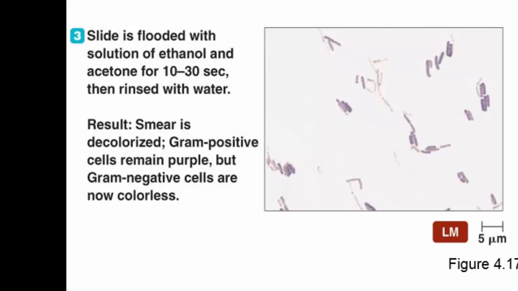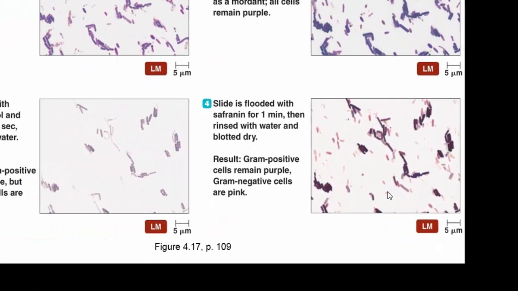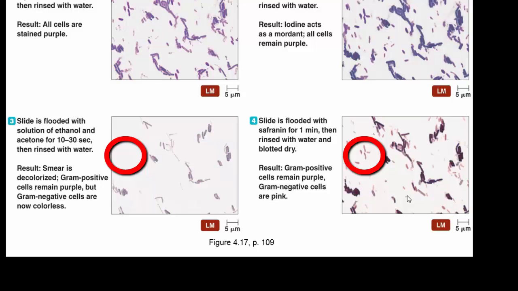The decolorizer, the alcohol acetone, decolorizes the gram negatives, so they go colorless. In slide 4, we now have applied the safranin, the counterstain, for 1 minute, rinsed with DI water, and blotted dry. The result: the gram positives remain purple, while the gram negative cells are pinkish red in color. Yes, this group of bacteria is present on slide 3. It's simply they are gram negative and were decolorized.